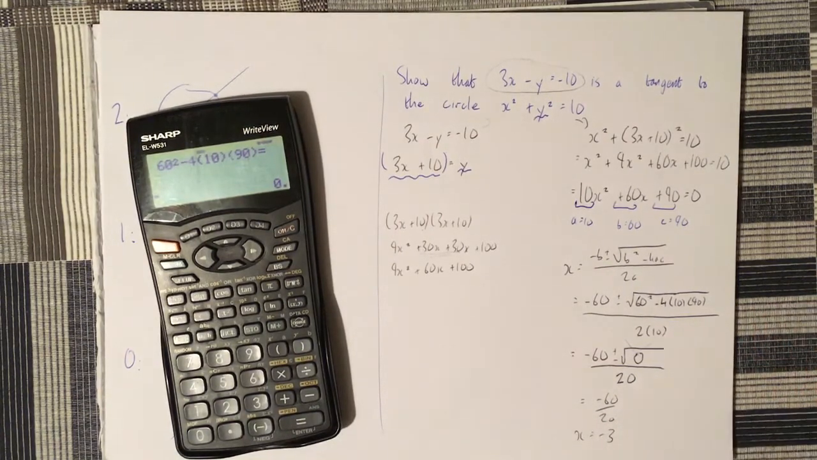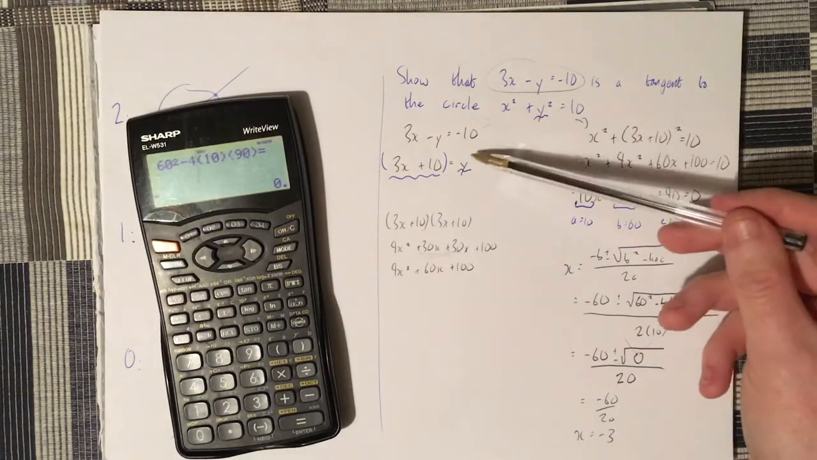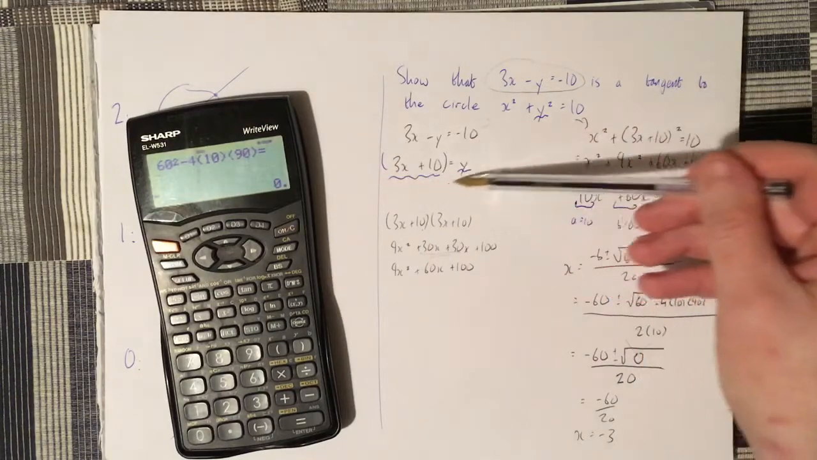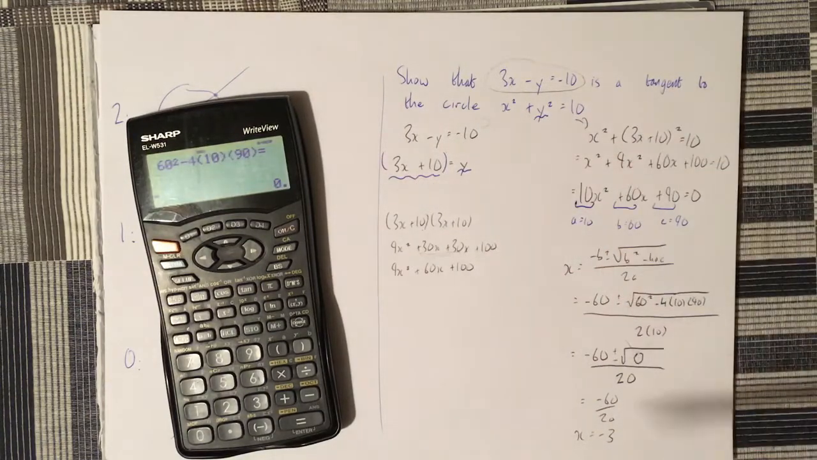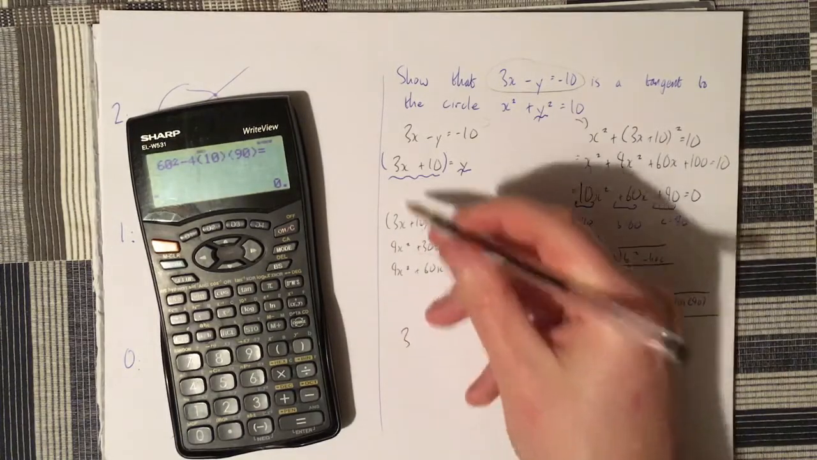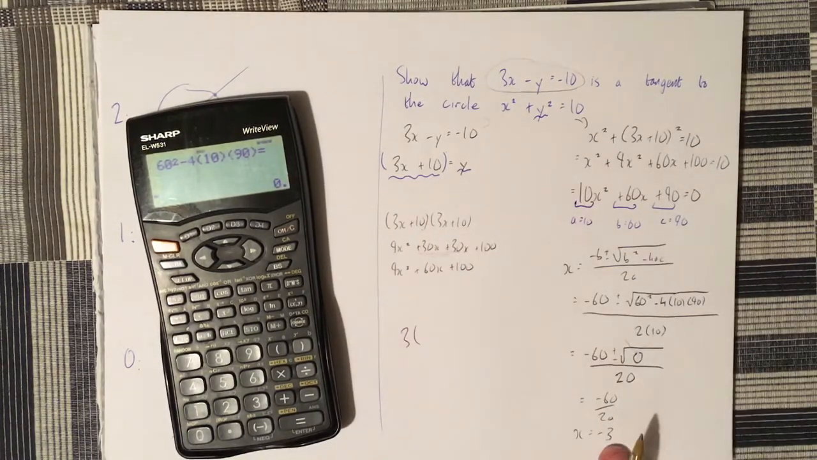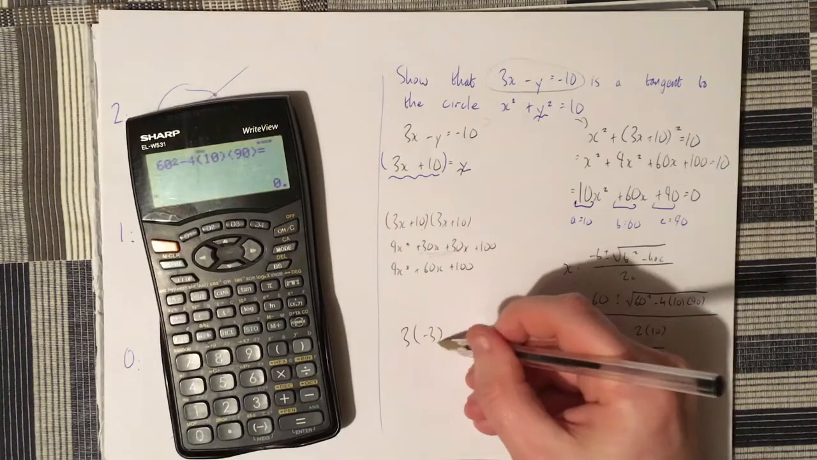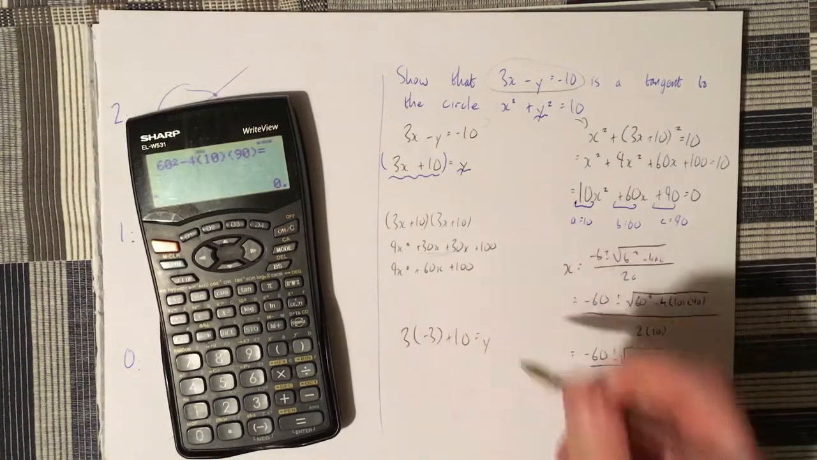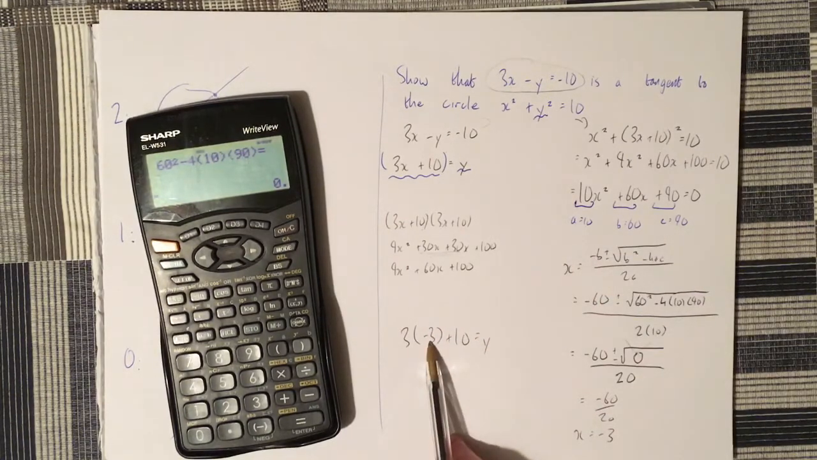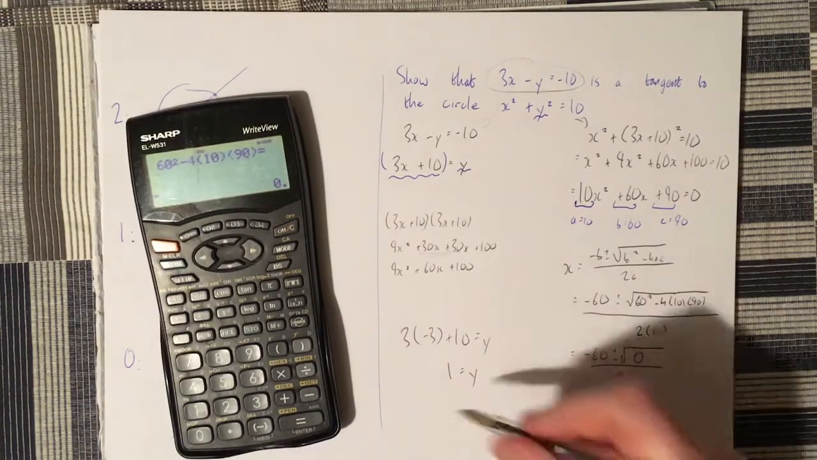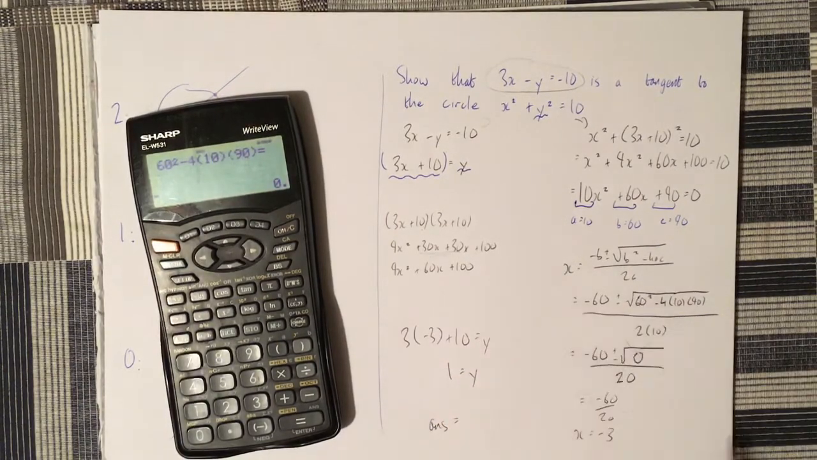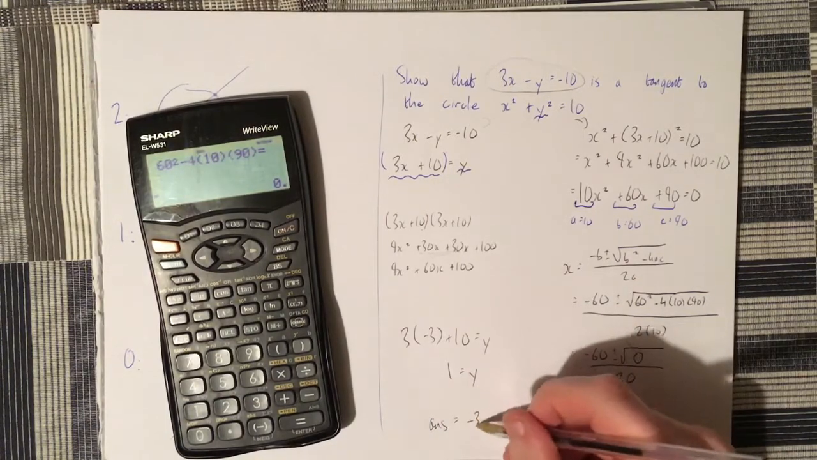Don't forget, you're also looking for the y. So I would use the equation of the line here and just sub minus 3 in. I've just figured out x is minus 3, so 3 times minus 3 plus 10 equals y. 3 times minus 3 is minus 9, and minus 9 plus 10 is 1. So 1 is equal to y. Your point of intersection is minus 3, 1.